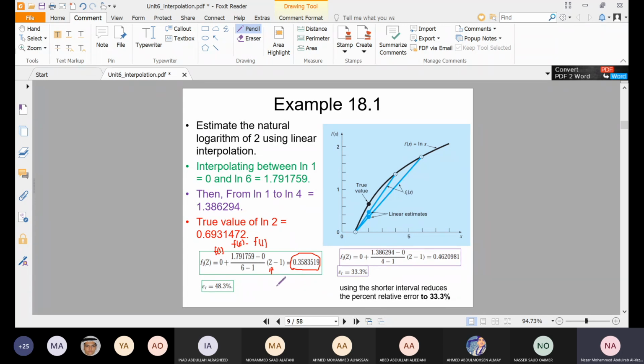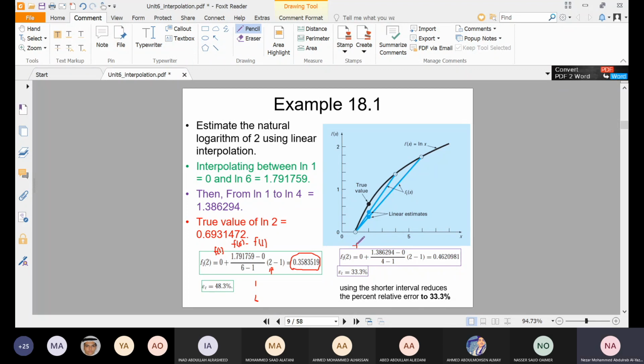I find it here, for example, 0.358351. If I take the percentage true relative error, because the true value is 0.69314, the relative error is equal to 48.3%. This is for the large interval from 1 to 6. After that, if I take a shorter interval, I evaluate the function again at point 2 using the same approach.